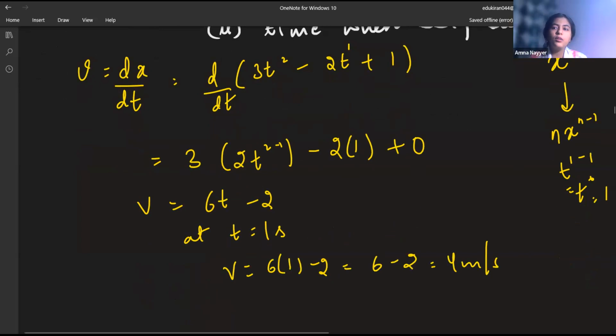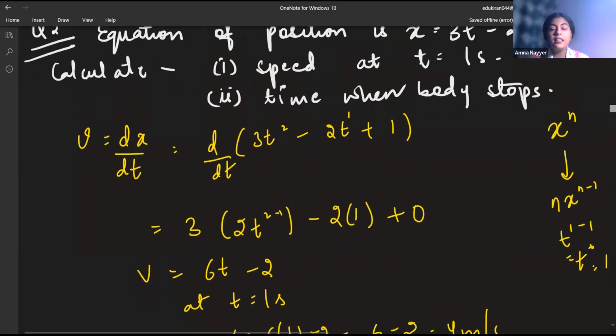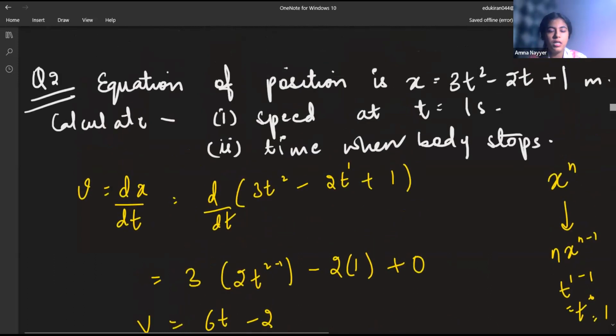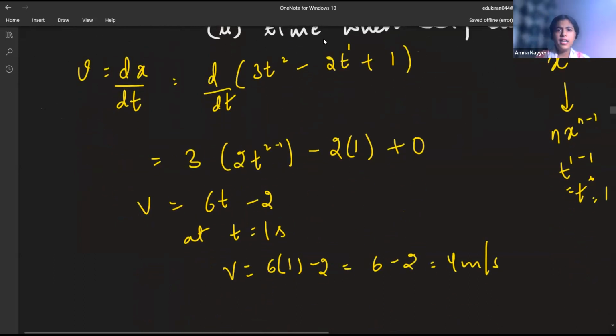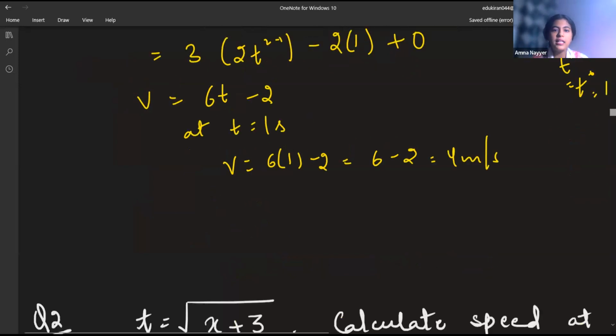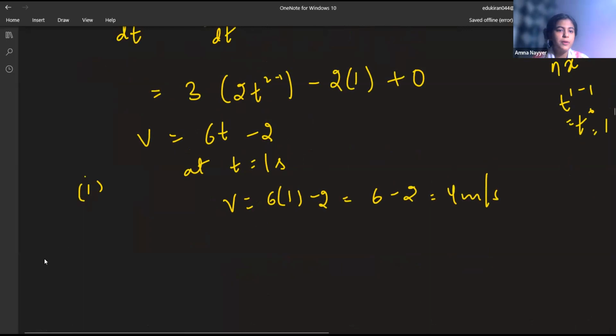Now the second part says, find the speed and time when the body stops. So see, if the body has stopped, the body is not moving. Martin, can you tell me if the body has stopped, what will be the velocity? 0. Perfect. So in this equation, for the answer to the second part, our velocity becomes 0. Why? Because it is saying the body has stopped. So if v is 0, what is t?